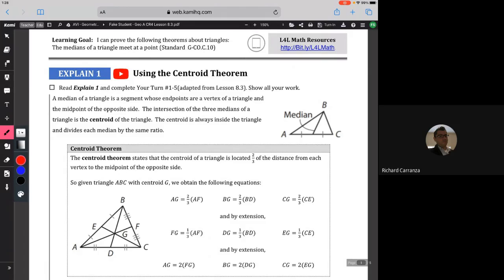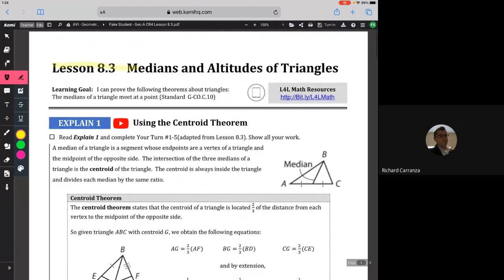All right, so this is going to be the centroid theorem. Lesson 8.3, medians and altitudes of triangles. Now notice from the picture what a median is. The median goes from a vertex. So in this case, this median is going from a vertex down to the opposite side, and it bisects that side. So this median is bisecting AC, so these 2 sides are equal. So that's what medians do.